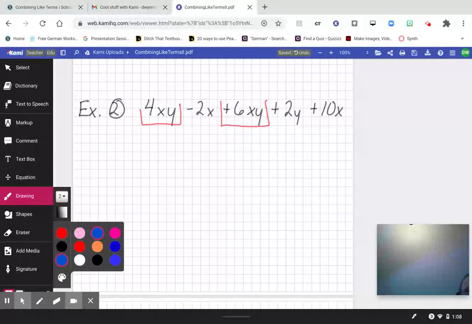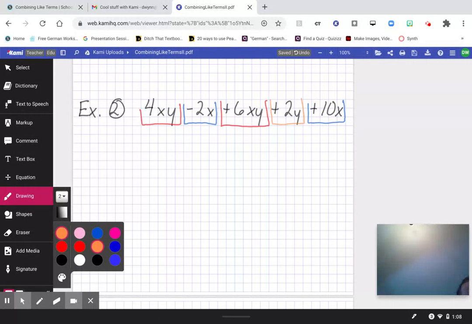So let's change the color. We have negative 2x and 2y. Is that a like term? No, it is not. Is 10x a like term? Indeed it is. x is the same variable as in negative 2x. So we'll put brackets around that. And then finally brackets around our lonely 2y. No friends for you today.